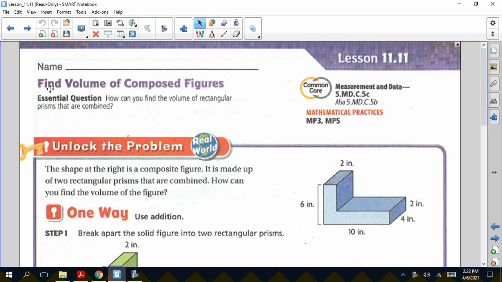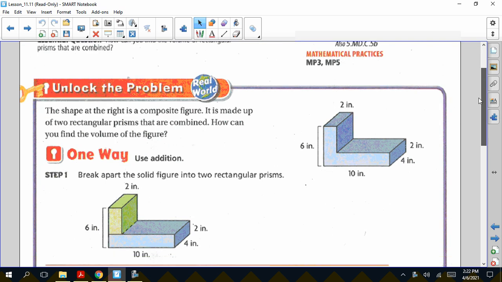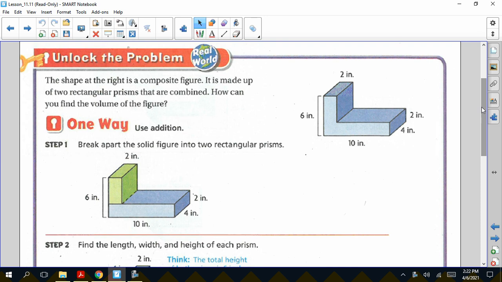Today is the last lesson of the chapter. This is lesson 11.11. We're going to find the volume of composed figures, which are two rectangular prisms stuck together. And we're going to break them apart into two different figures, and then we're going to find the volume of each, and we're going to add it together. So let's go ahead and get started.